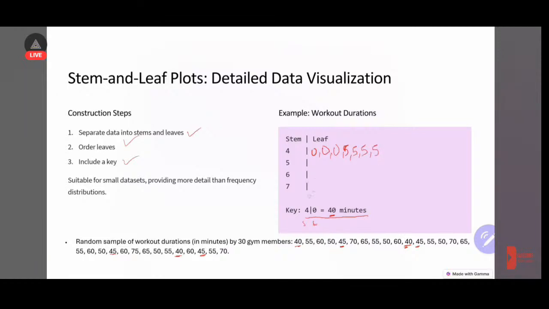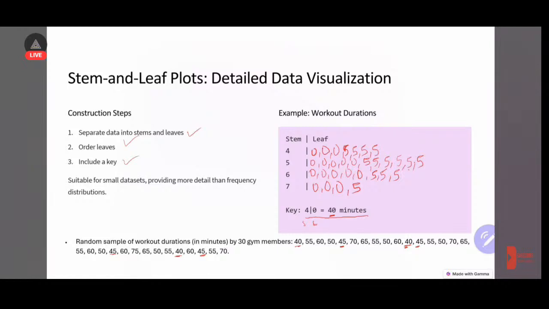Then if you look at 50, here we have 50 five times: 1, 2, 3, 4, 5. Also we have 55 six times: 1, 2, 3, 4, 5, 6. Coming to 60, we have 60 five times, and 65 three times. And for 70, we have 70 three times, and we have 75 one time. So this is how the stem and leaf plot works.